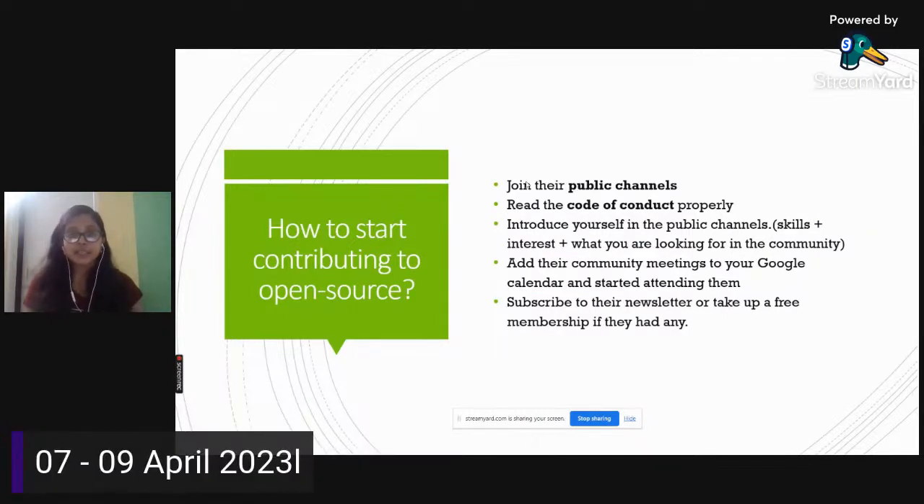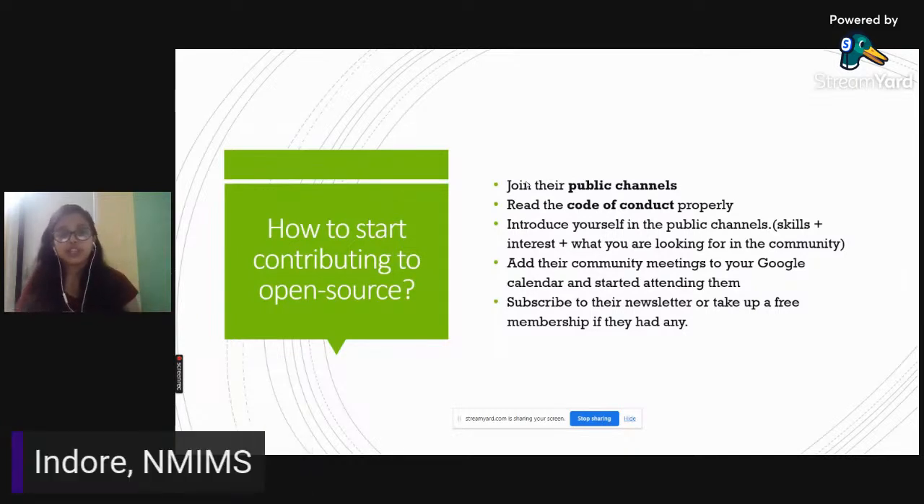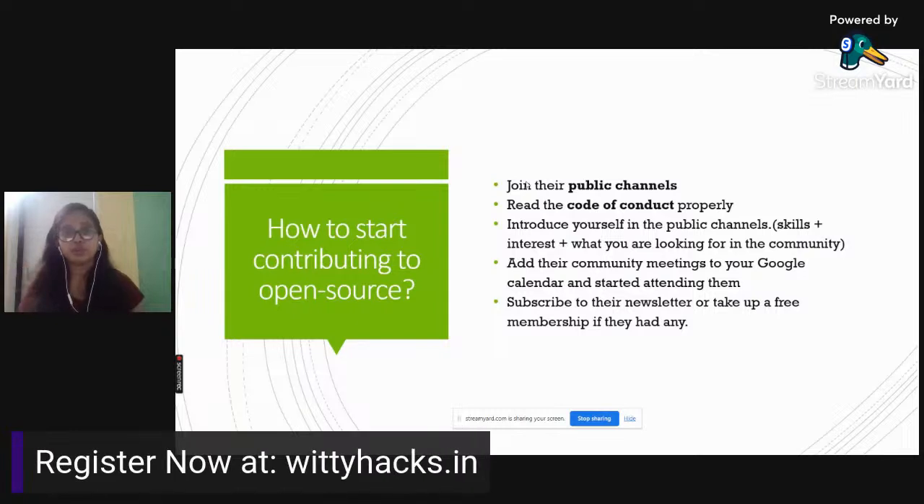So the next step is to join the public channels. Before starting to contribute to any community, this is something I highly recommend which a lot of people miss out on: read the code of conduct. The code of conduct of any open source project helps us understand the flow of contribution in that community, how contributions occur.